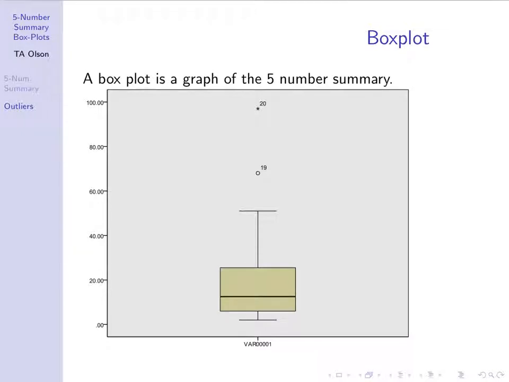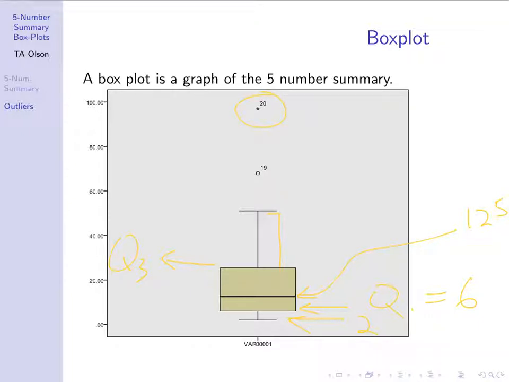And lastly, the box plot that we generate in SPSS is a visualization of this 5-number summary. There's our minimum, that was 2 years old. Our Q1, remember that was 6. Our median is right in the middle of the box plot, and remember that was 12.5. Q3 is at the top of our box. That was 25.5. And then we have our outliers out here.